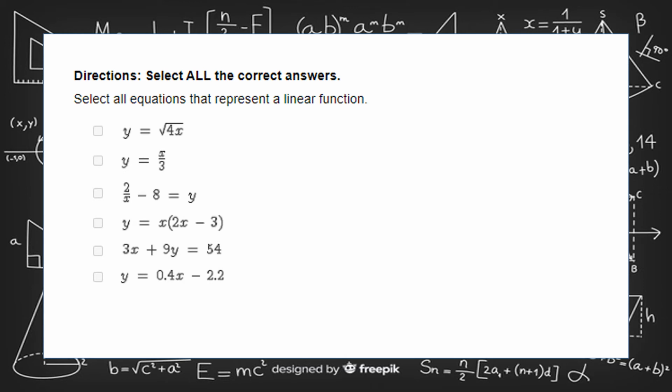Select all the correct answers. Which ones represent a linear function? So a linear function cannot have the square root of x. Okay, so I'll put cannot equal square root of x, something over x. It could be any number. It can't be x with an exponent.